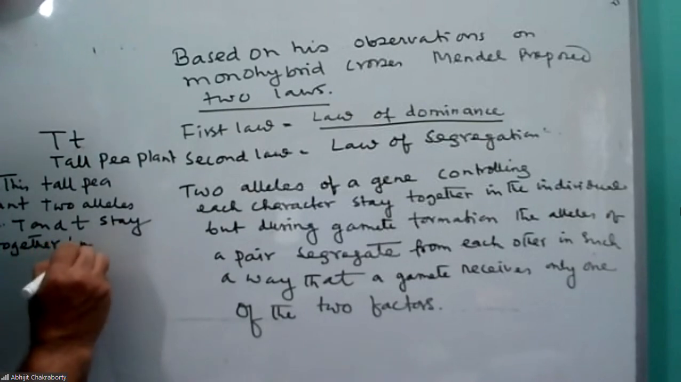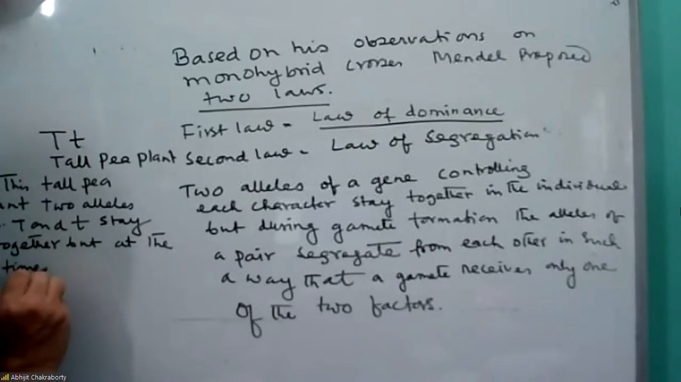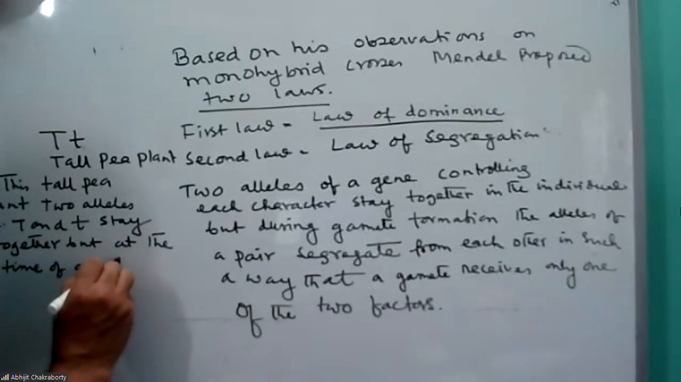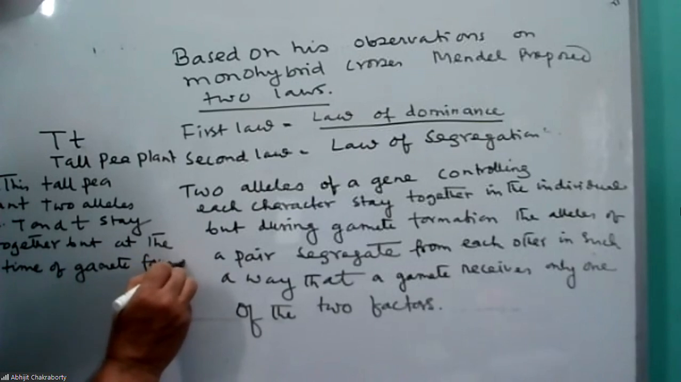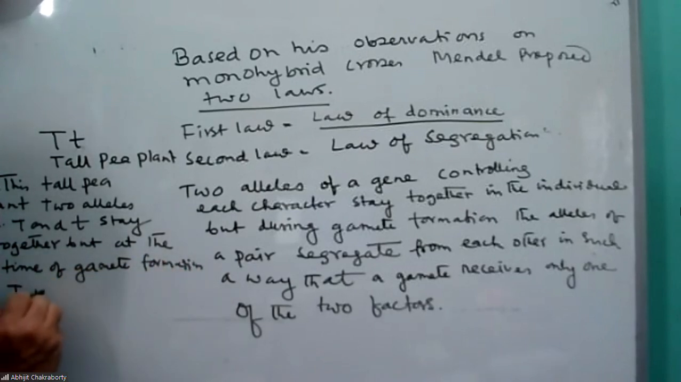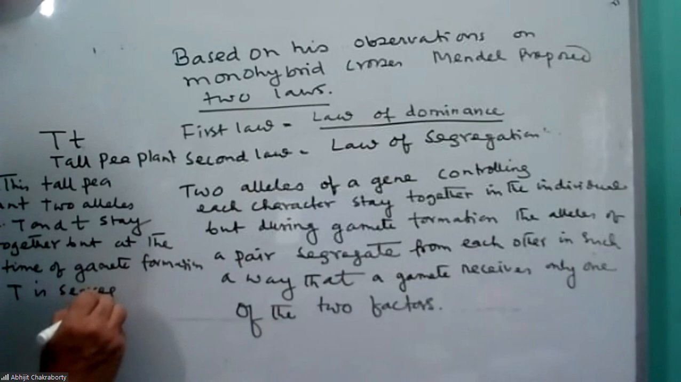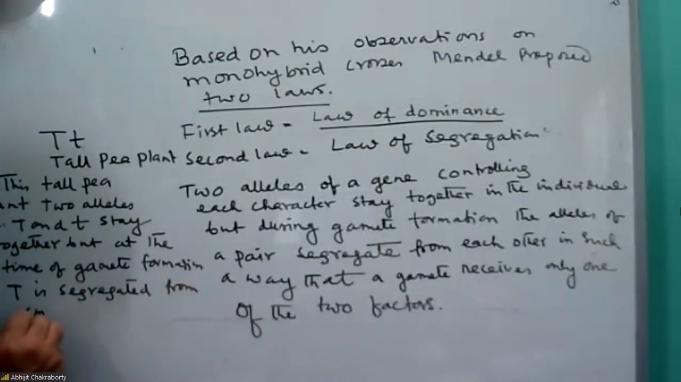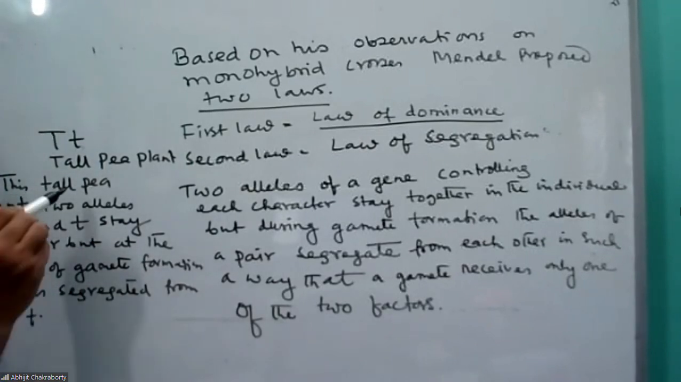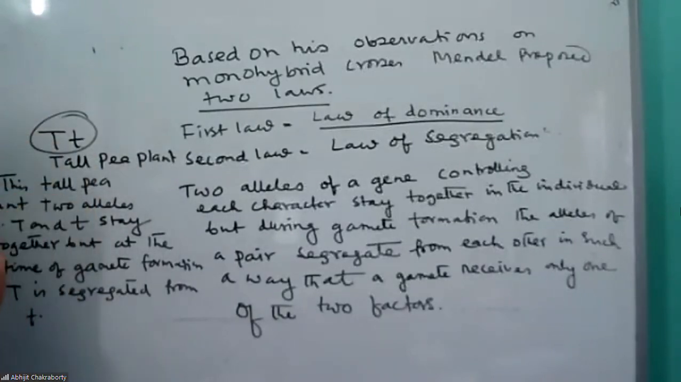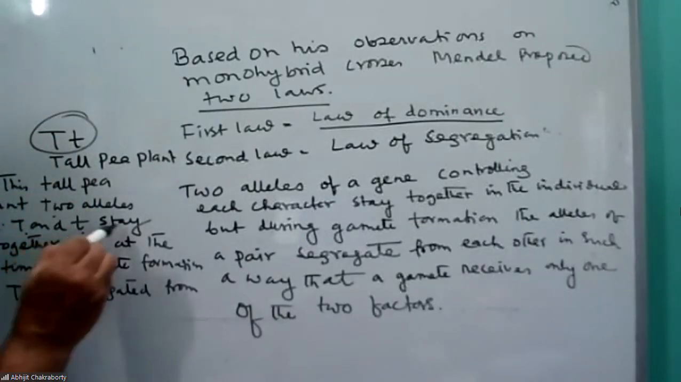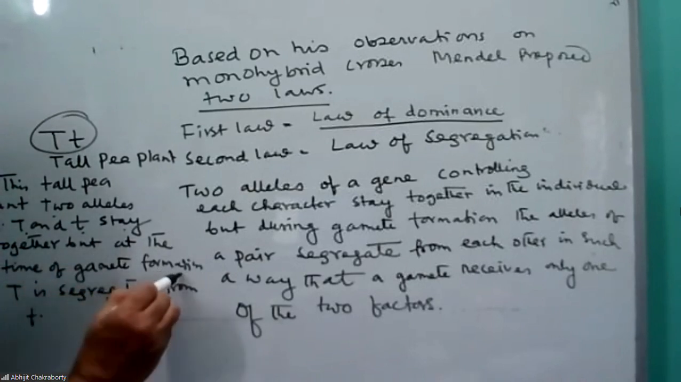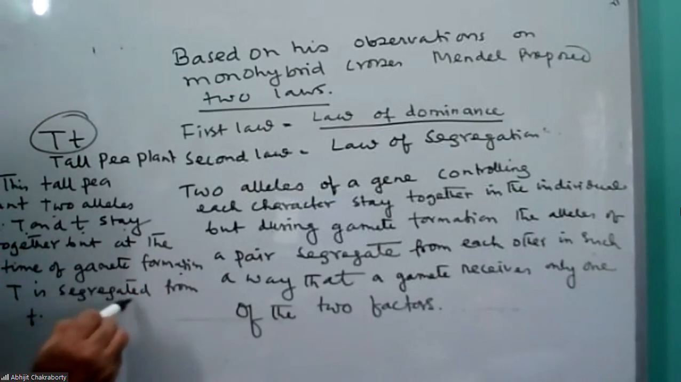But at the time of gamete formation, capital T is segregated from small t. Look, in this tall pea plant, the two alleles, capital T and small t, stay together. But at the time of gamete formation, capital T is segregated from small t.